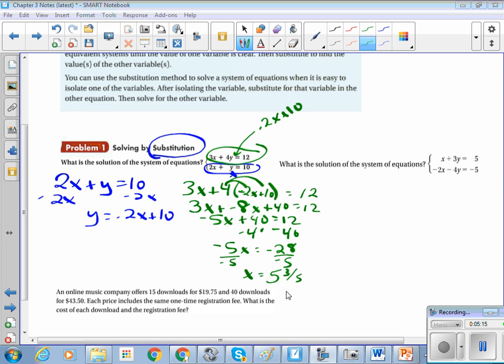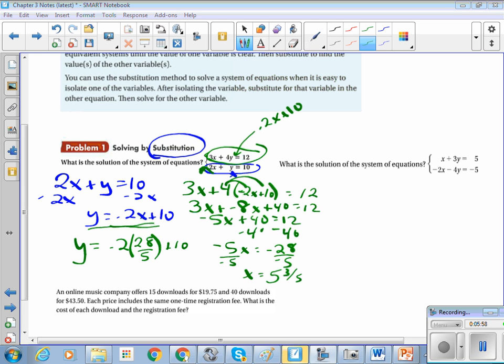So I want to plug that back into one of my original equations and get my y value. I'm going to go ahead and do it to this value here because I could go back to my original up here. I could actually use this one as well, but this one is already solved for y. So I want to work smarter, not harder. So I'm going to go y equals -2 times my x value, 28/5, plus 10.